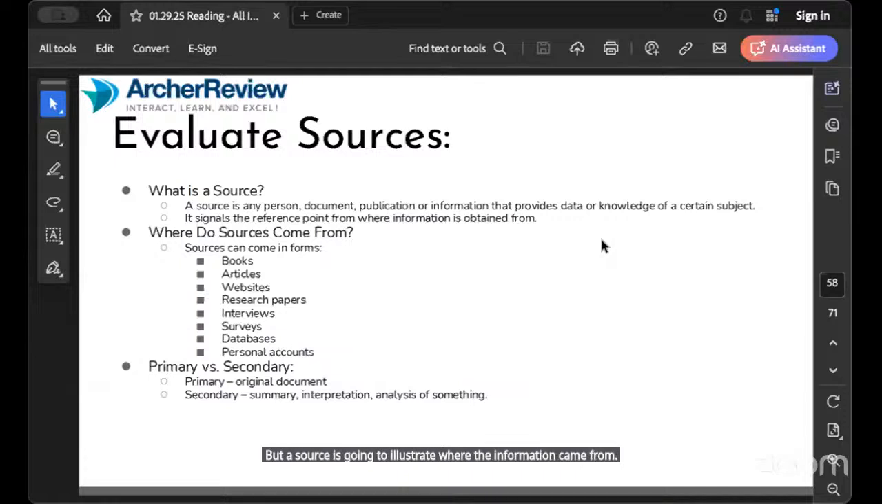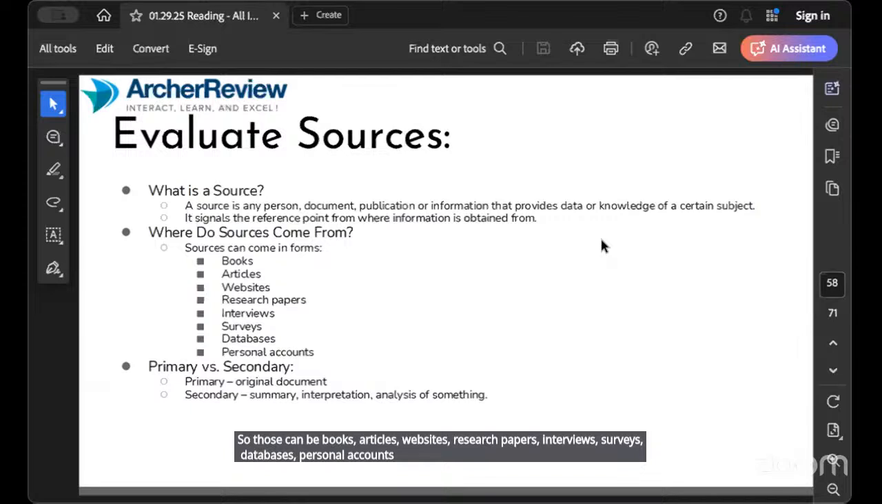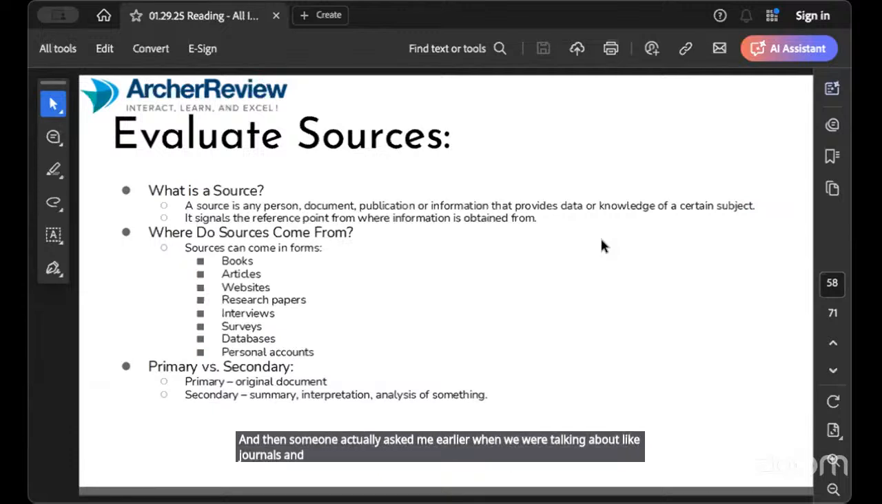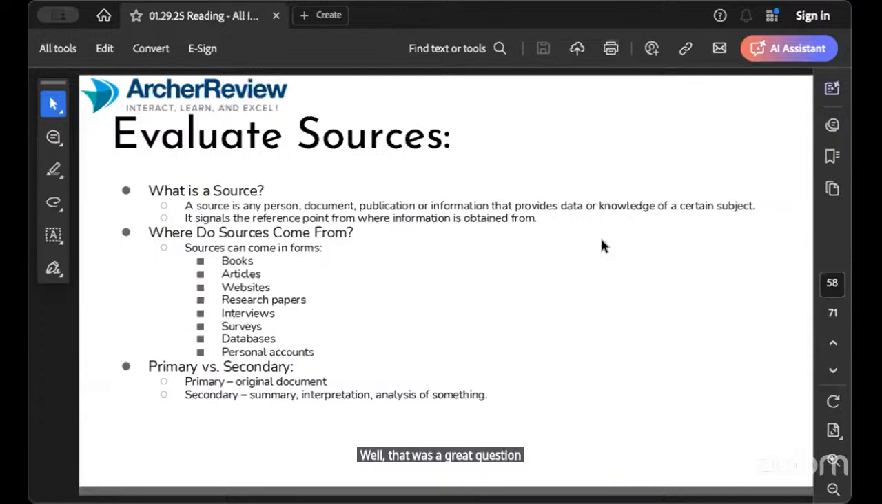Now, what are different types of sources? Where do they come from? Those can be books, articles, websites, research papers, interviews, surveys, databases, personal accounts. We have so many different types of sources. And then someone actually asked me earlier, when we were talking about journals and Anne Frank's diary and stuff, was that considered a primary source? Well, that was a great question to ask at that time, and let's circle back to it.